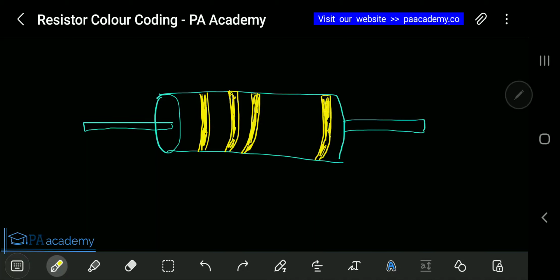So this is a continuation of our video series on resistors. Right now, what we want to talk about is resistor color coding. Alright, so now let's get into it.